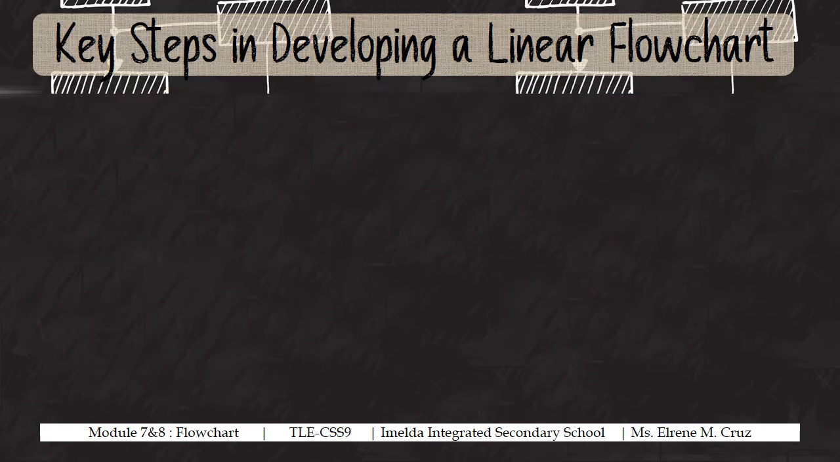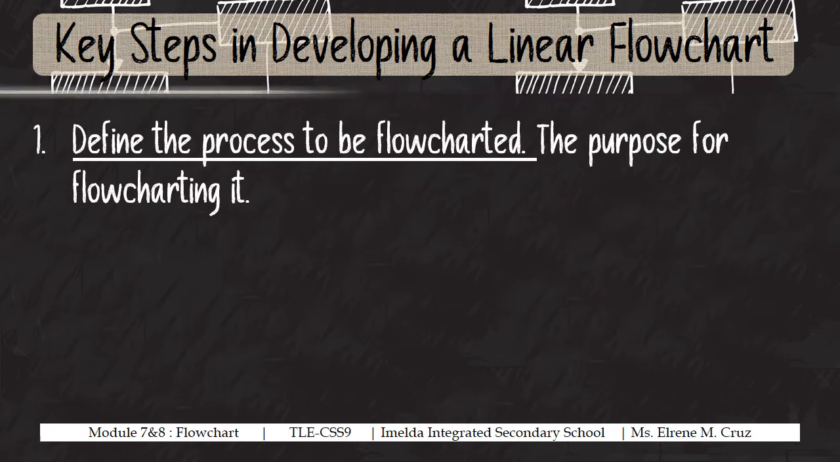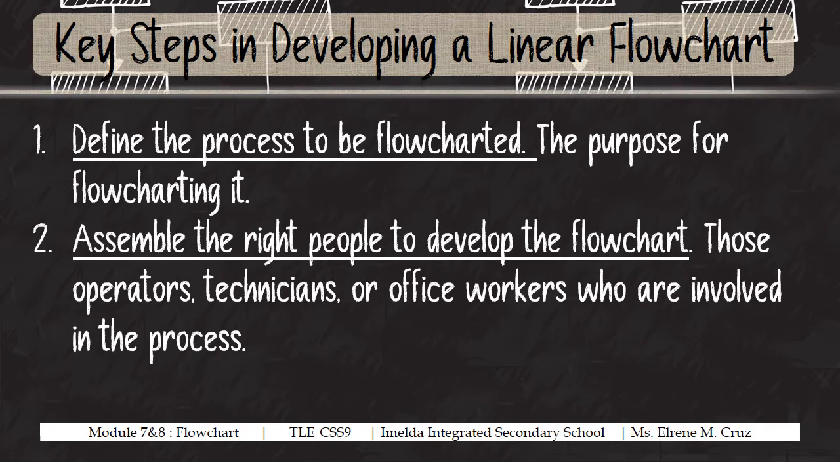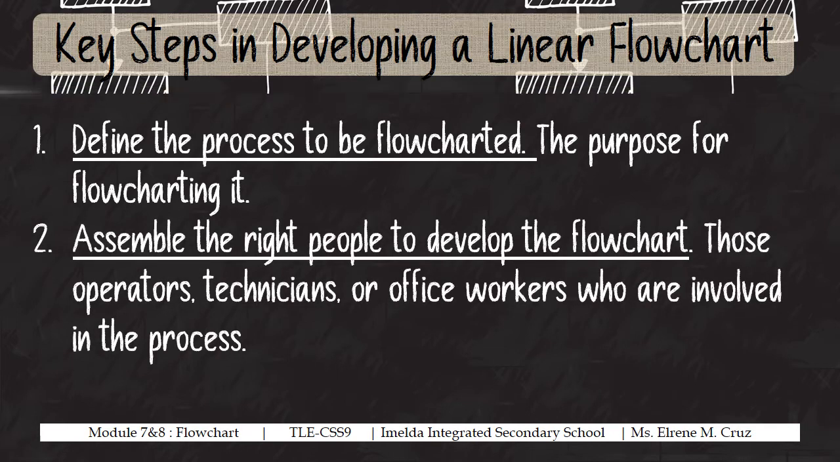These are the key steps in developing a linear flowchart. First is to define the process to be flowcharted, the purpose for flowcharting it. Next is to assemble the right people to develop the flowchart, those operators, technicians, or office workers who are involved in the process.